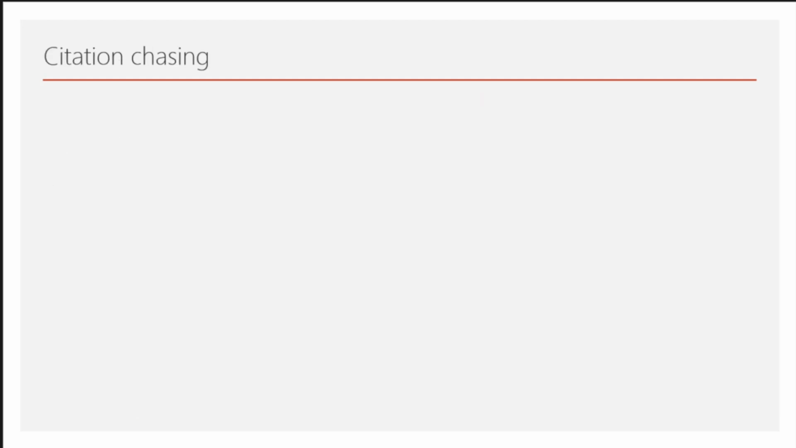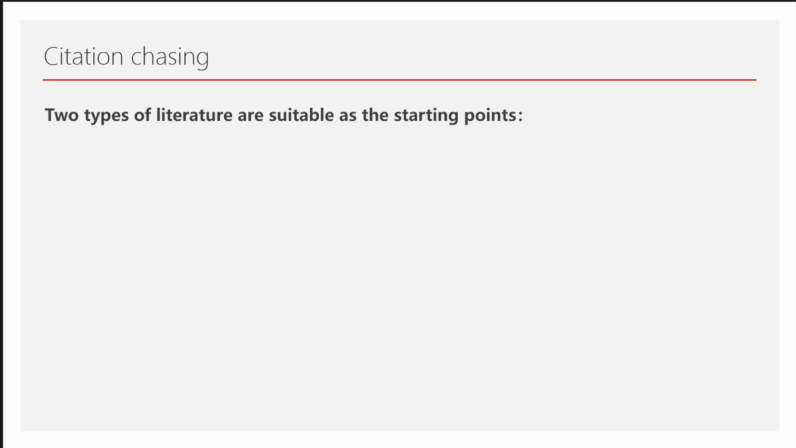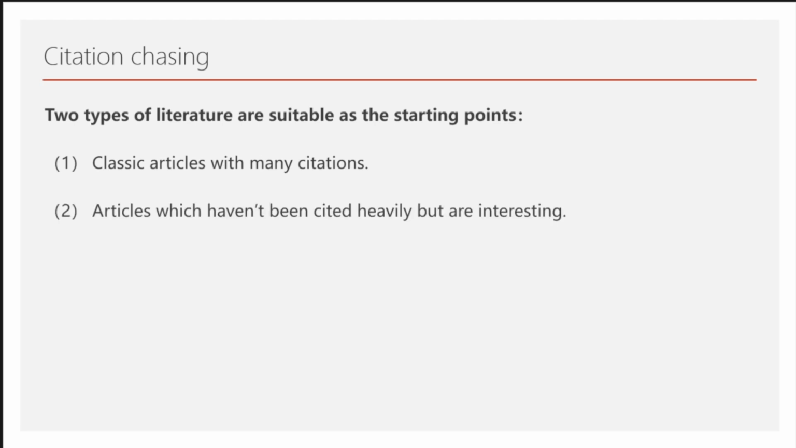As for the step of chasing through the citation network to find the knowledge frontier, I think there are two categories of articles which are suitable as the starting point. The first is classic articles with many citations. The citation chasing based on this category aims to find reviews as new as possible. The second category includes articles which haven't been cited heavily but are interesting. Citation chasing based on this type of article aims to find more recent similar works.